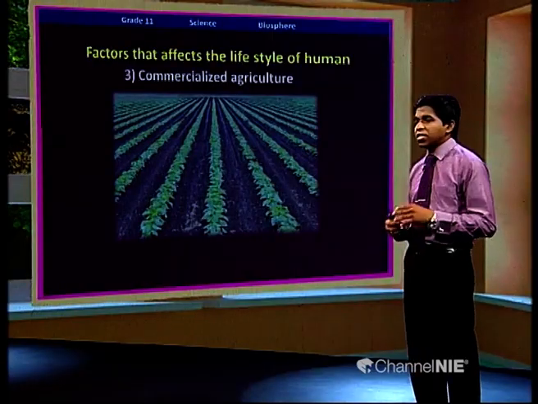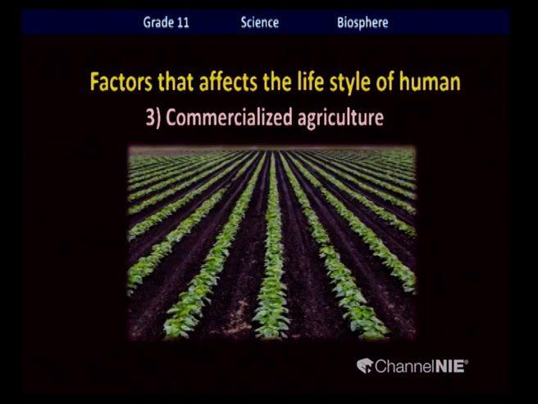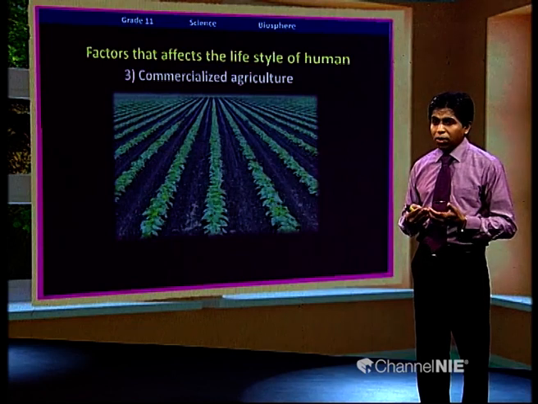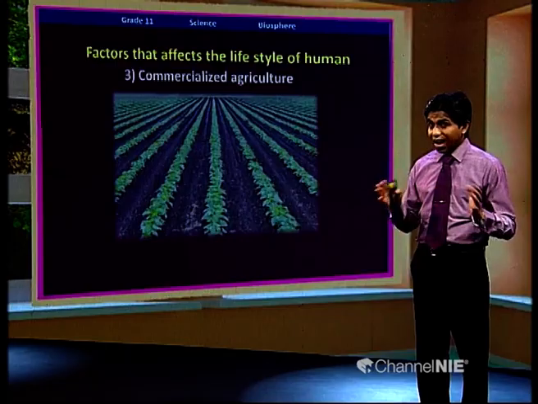Next one, commercialized agriculture. Commercialized agriculture uses a lot of machines and other chemicals to increase food production. In the future, sometimes there will be less labor, because all these machines are used for commercialized, large scale agriculture. So that is a man-made environment. This can lead to some harmful effects to the environment.